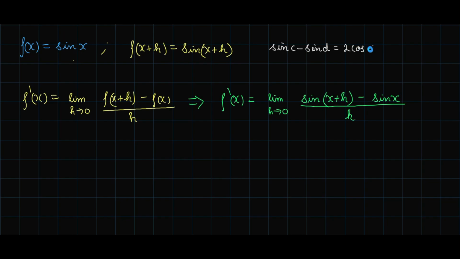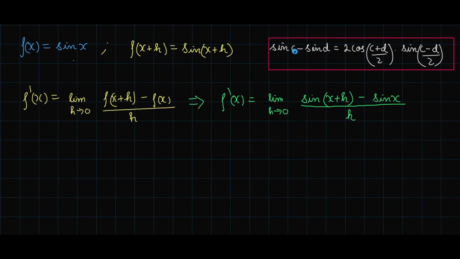Now we need the help of a trigonometric identity which says sin c minus sin d equals 2 cos c plus d over 2 times sin c minus d over 2. Let's put this in a box. And now we're going to write this equation in terms of this identity right here. So let x plus h equal c, and x equals d.